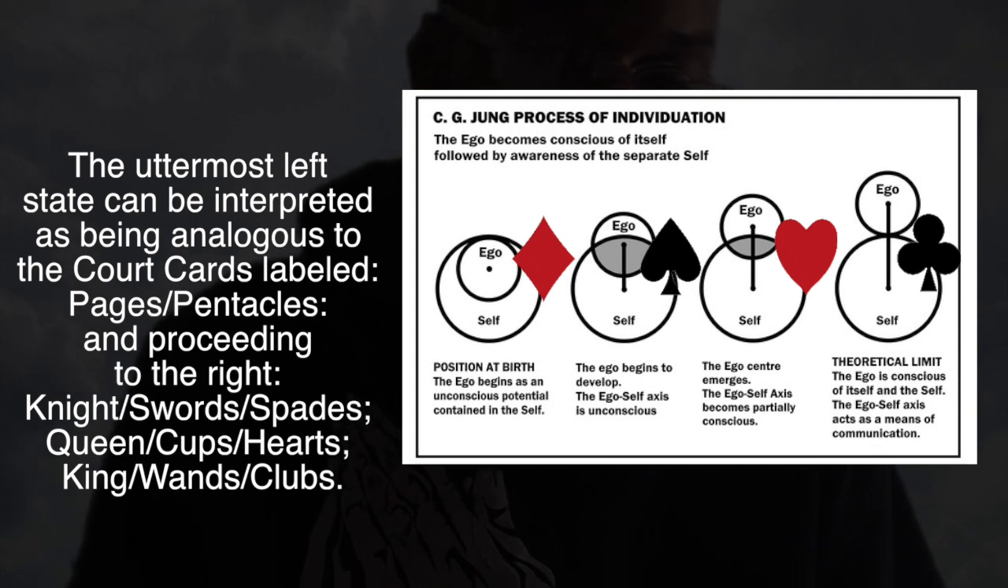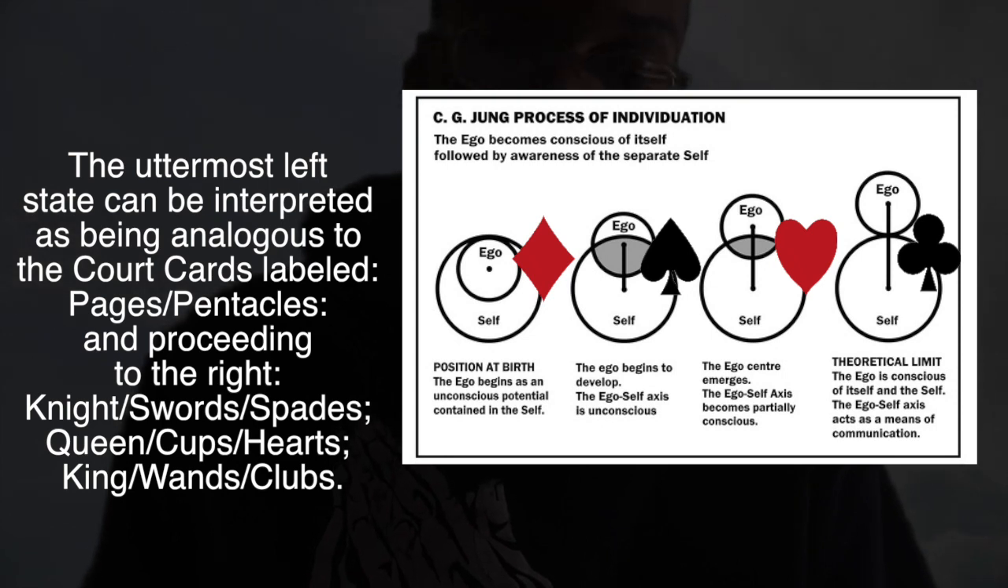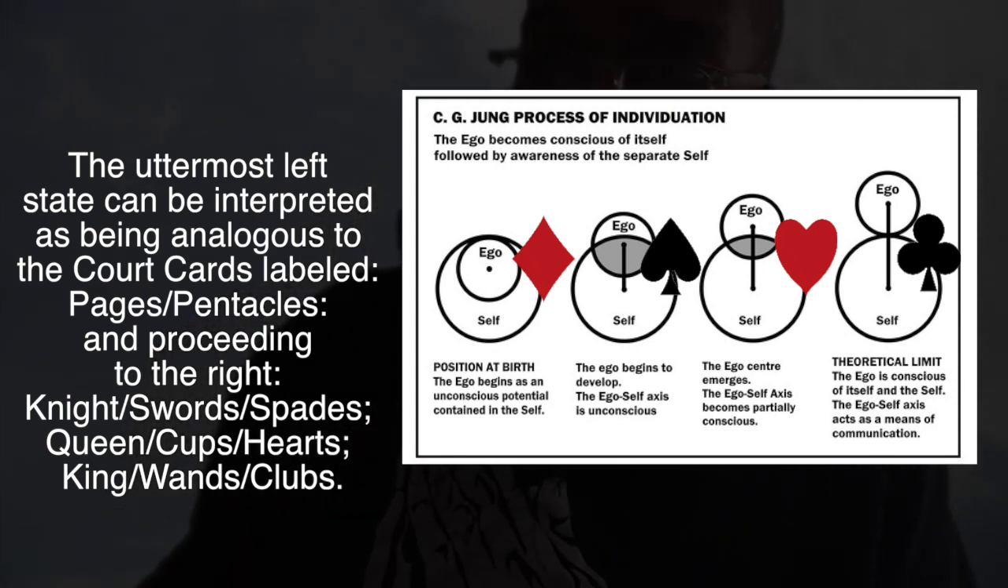Continuing forward, I am going to put up the C.G. Jung process of individuation. The ego becomes conscious of itself, followed by awareness of the separate self. Each of these stages, there are four stages in this picture, and I'm going to put this exact picture up, duly correspond to page, knight, queen, and king, and the four levels of anima/animus development. All right, continuing forward here. Talking about that wounding defeat, that shock to the ego and the reinstatement, if you will.